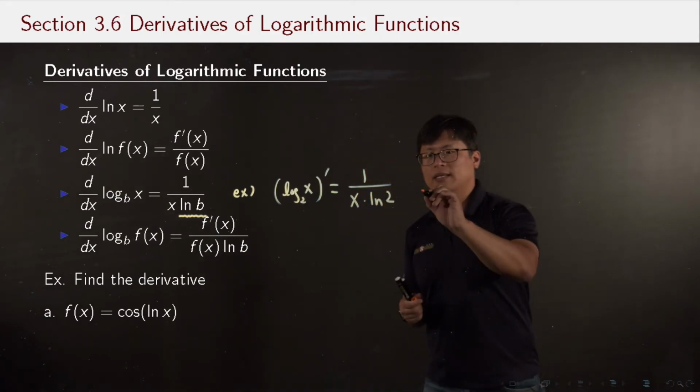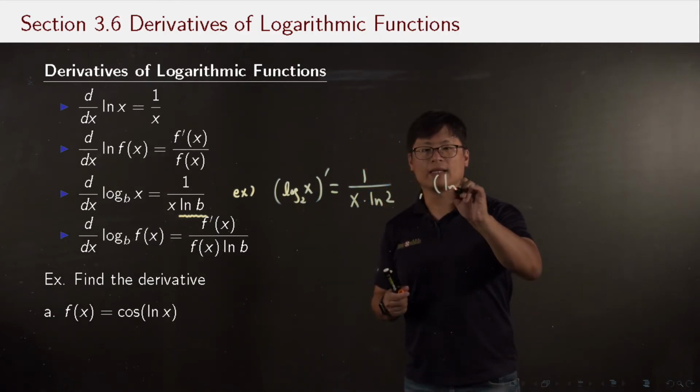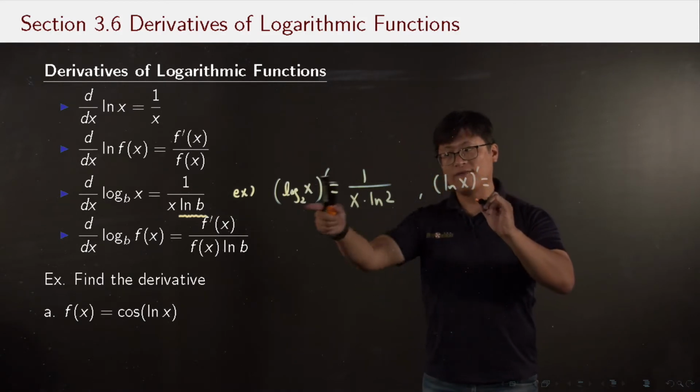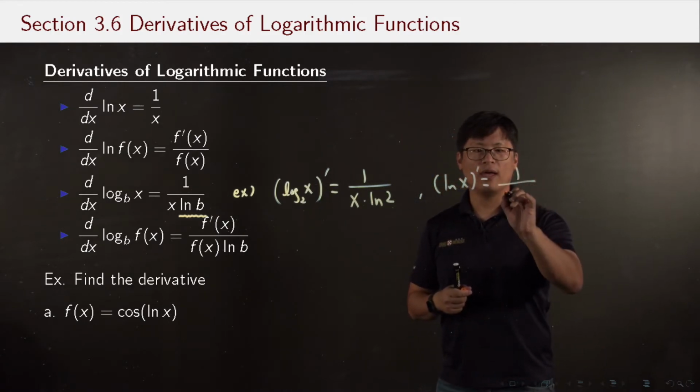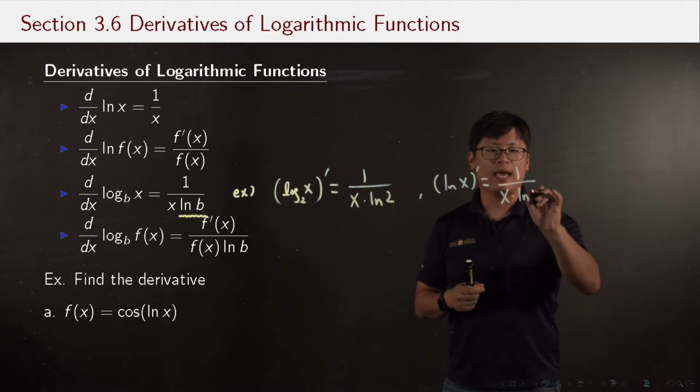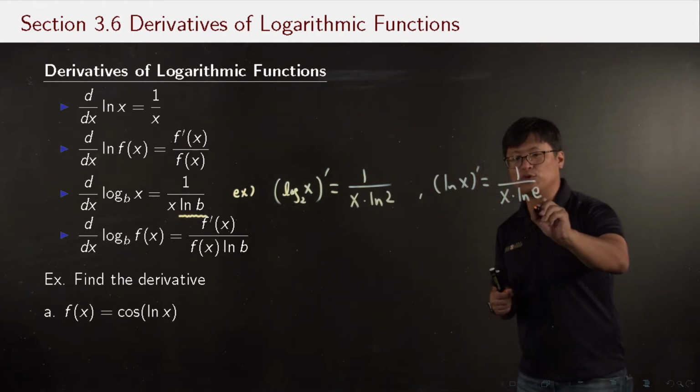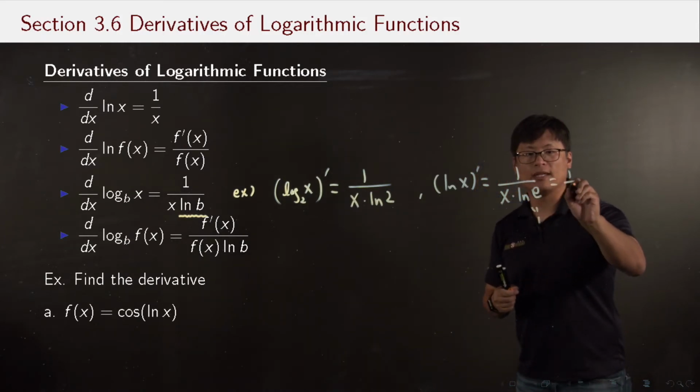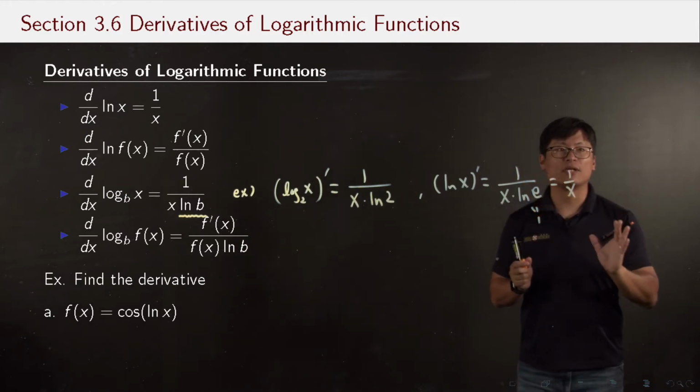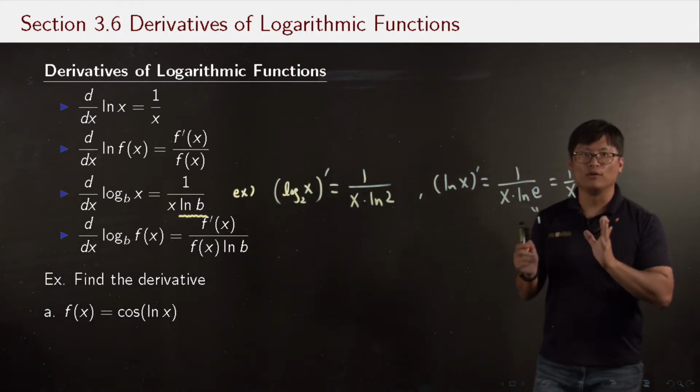But keep that in mind. Even if it is ln x, we can follow this rule, right? 1 over x multiplied by ln e. But since ln e is equal to 1, that's why it is 1 over x, okay? It is not something new or different, they are all the same thing, okay?